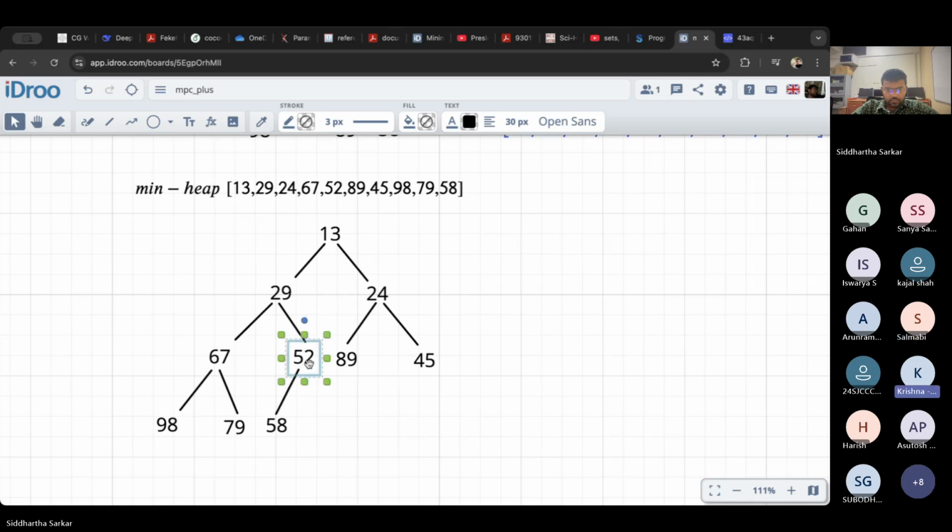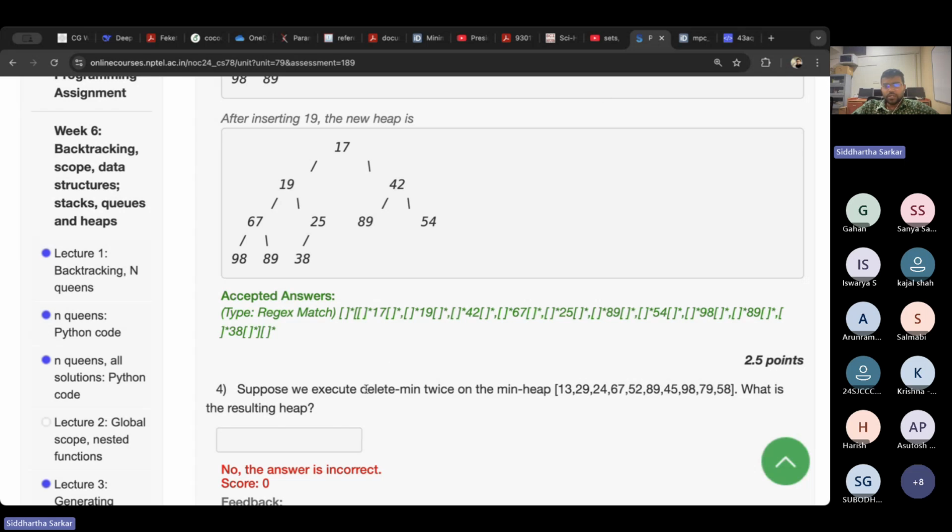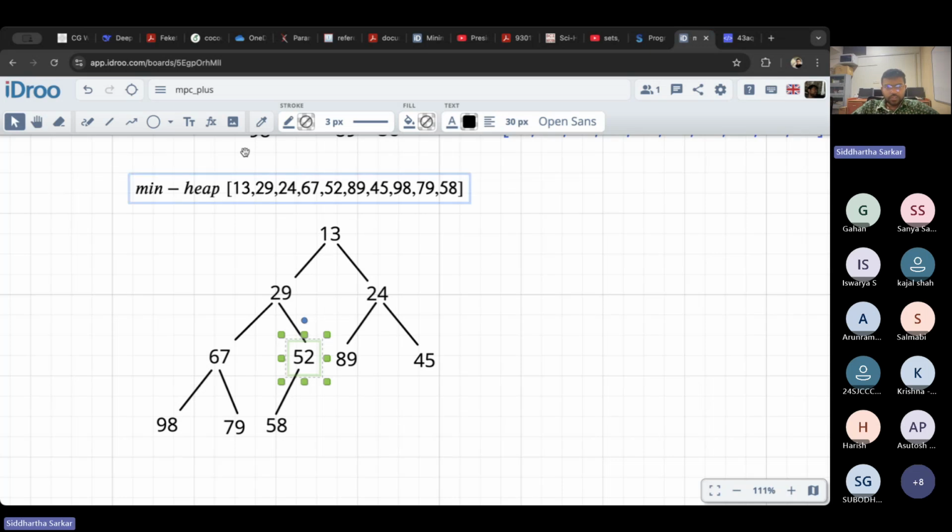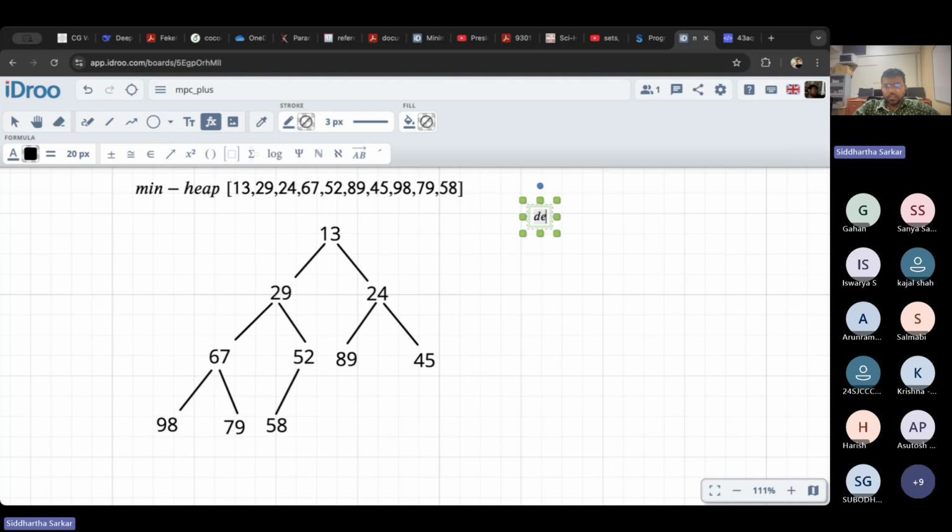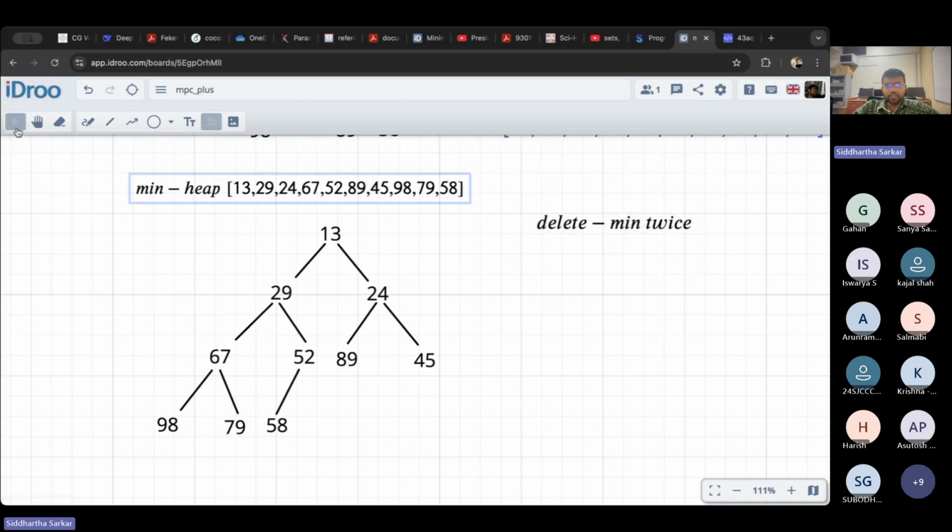Yes, sir. Okay, so now I'm going to do what? I'm going to perform delete min twice. So what is the minimum element? The minimum element is at the root. So I'm going to perform delete min. So what happens when I perform delete min? 13 is deleted. I want to perform delete min twice. So 13 gets deleted, so 13 is no more there.